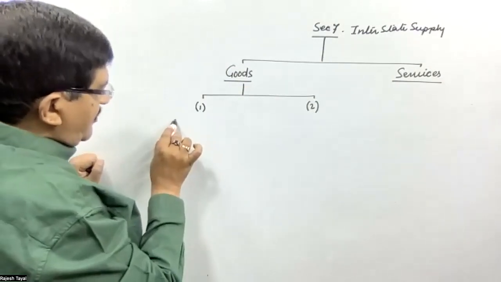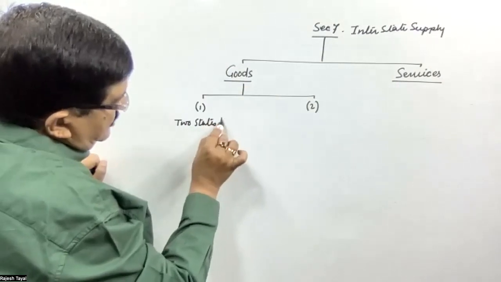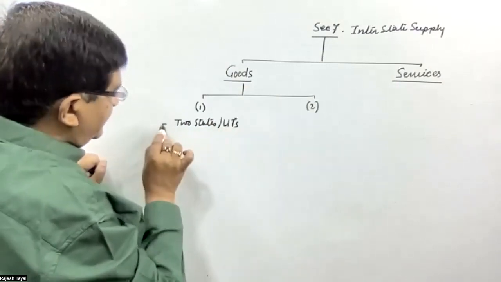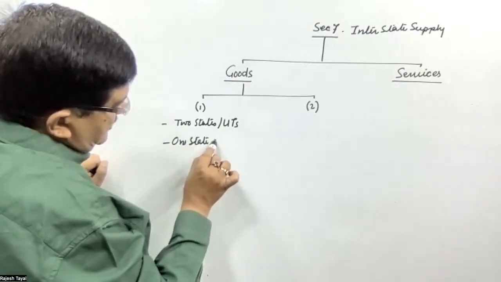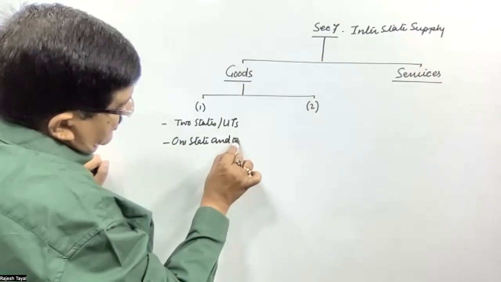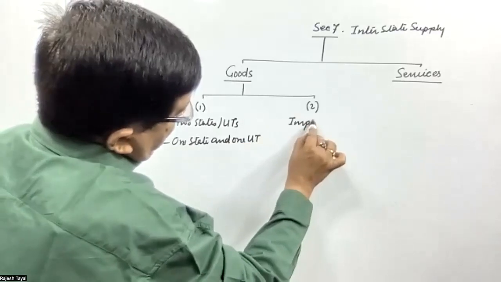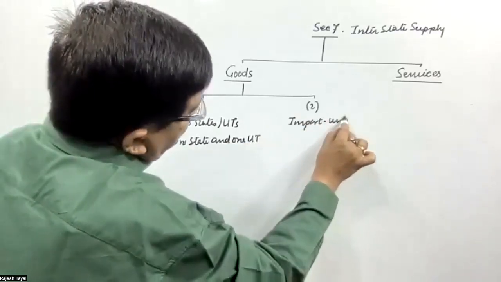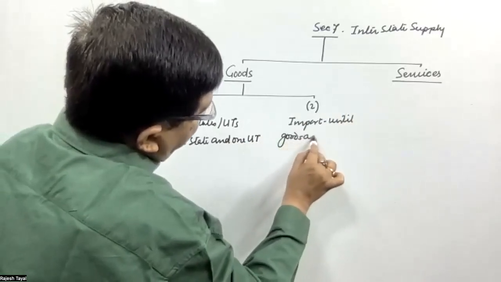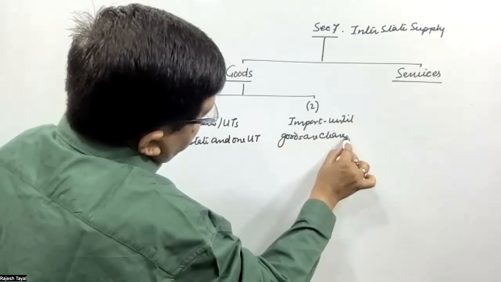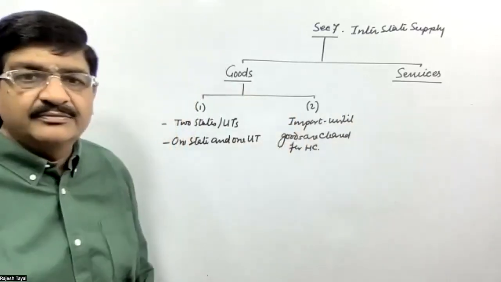In this we can say two states or union territories, or one state and one union territory. This is import: until goods are cleared for home consumption.